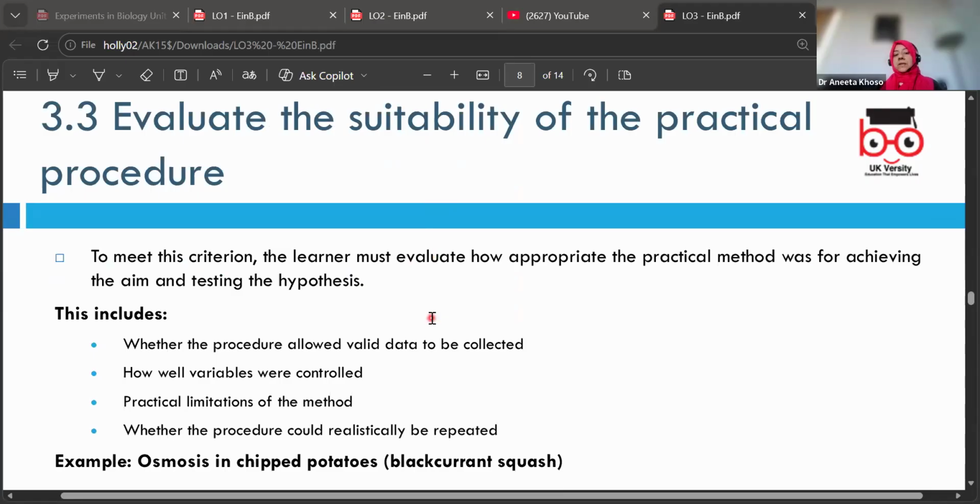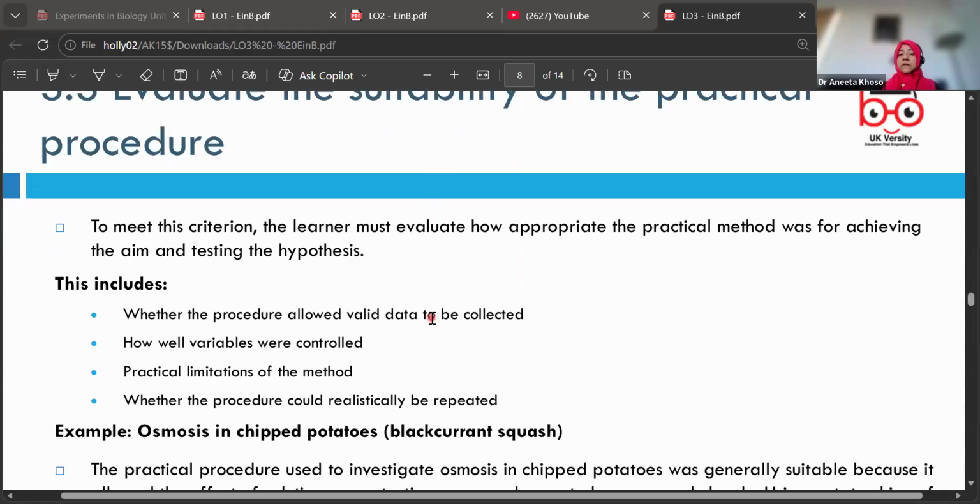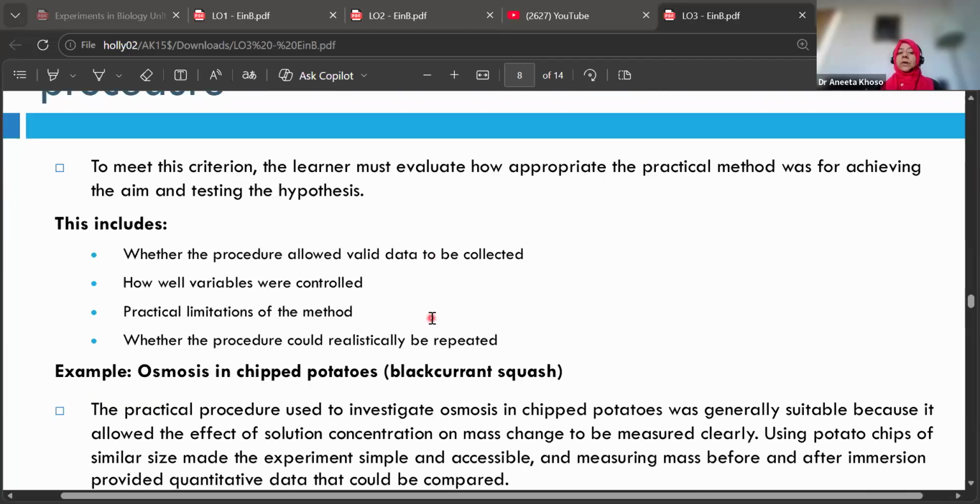To meet this criterion, the learner must evaluate how appropriate the practical method was for achieving the aim and testing the hypothesis. This includes whether the procedure allowed valid data to be collected, how variables were controlled, how well they were controlled, practical limitations of the method, whether the procedure could realistically be repeated.